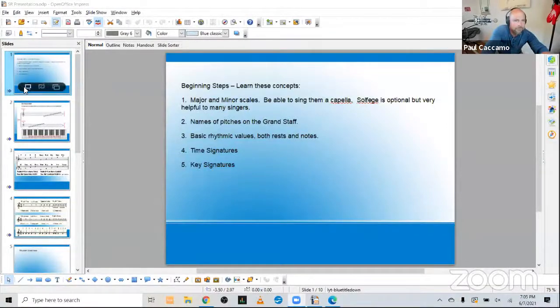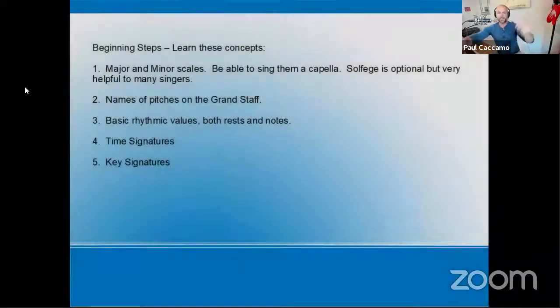Okay, so for most of you, if not all of you, this is going to be a major review, but I'd like to touch on it anyway. These are some concepts that I really recommend that we learn. Can you all see my screen? My apologies. I need to share my screen. There we go. Yes, now you can see it.